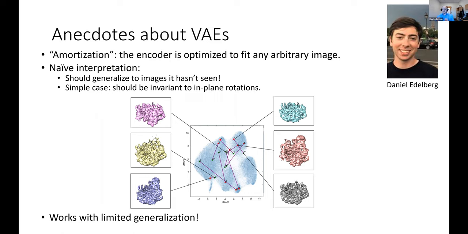I'm omitting a few details, but basically, because each image is taken from an unknown orientation, the conformation variable is actually invariant to in-plane rotations, because the same image could happen to be from this direction or from this direction. You can rotate it in plane; they're equivalent, they're the same. They would be valid images for the same conformation.